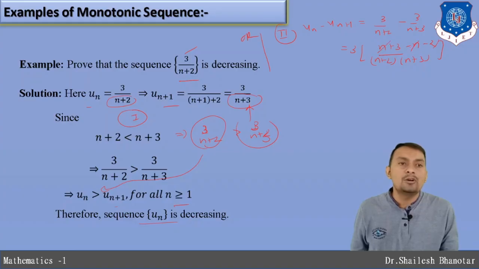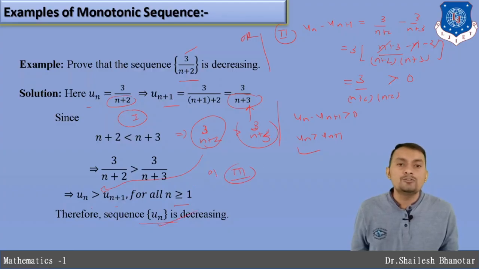So from this you can observe that this is going to cancel out, and 3 into 2 minus 3 minus 2 is nothing but 1, divided by a quantity that always depends on the values of n, and this is going to be greater than 0. What does it mean? We have obtained that un minus un plus 1 is greater than 0. What does it mean? un is greater than un plus 1, and hence we can say that the sequence is decreasing.